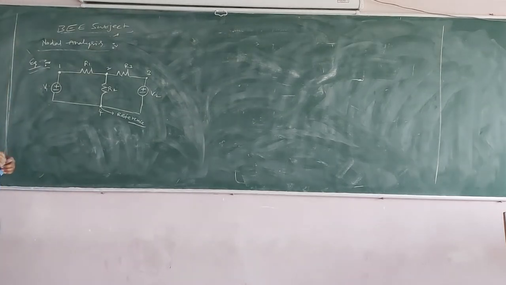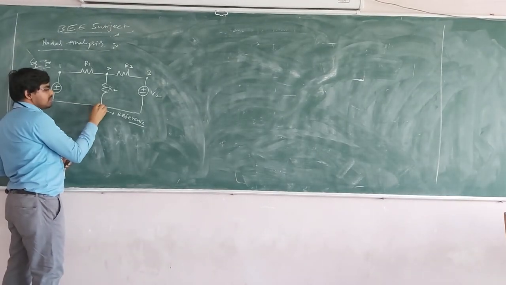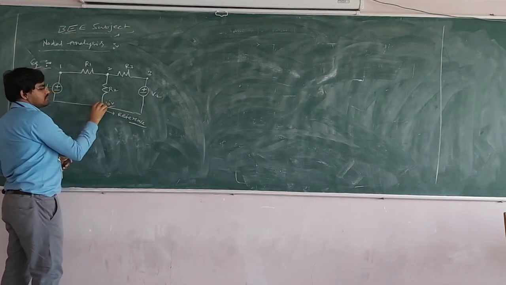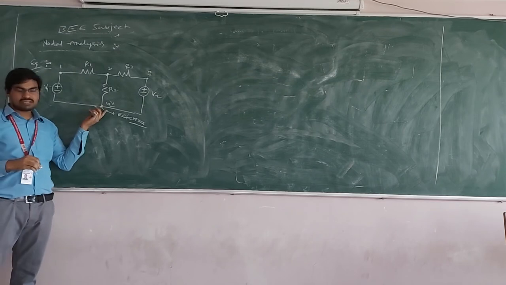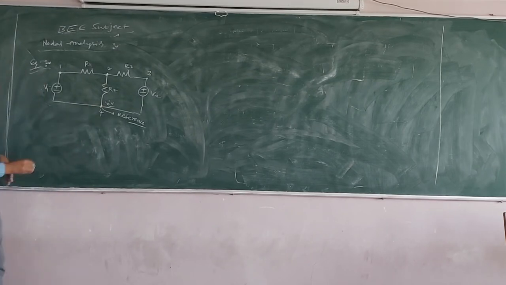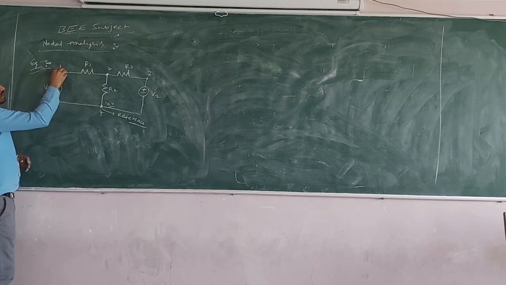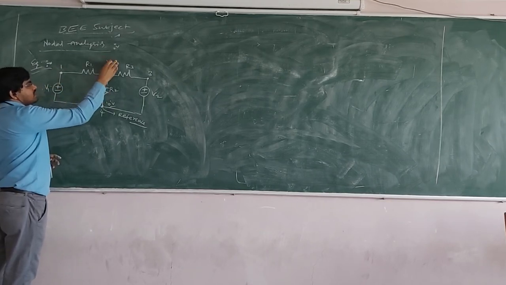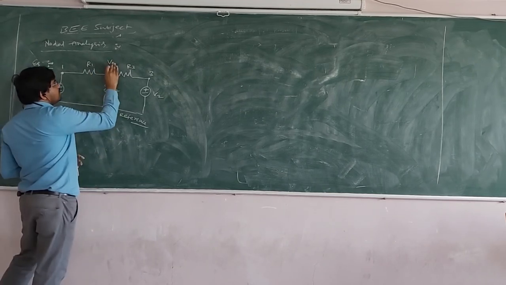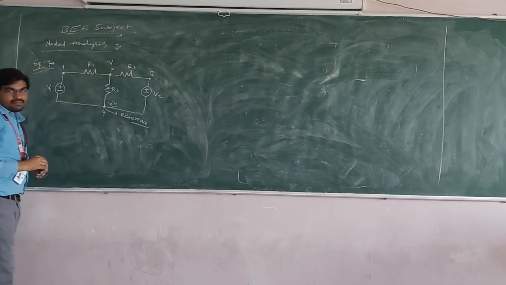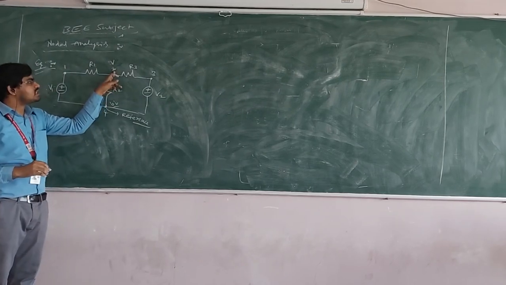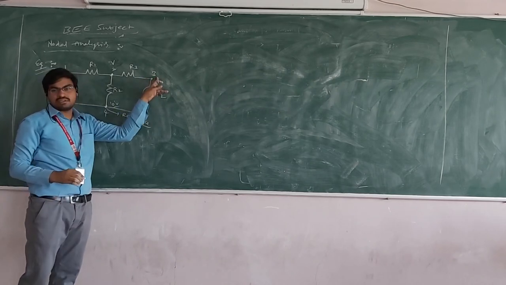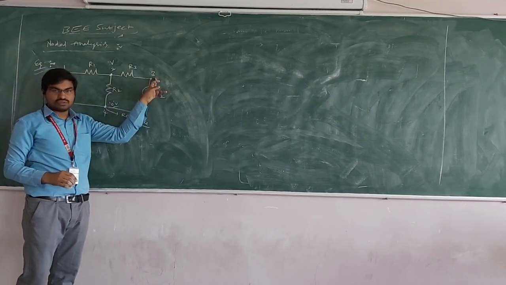At this reference node, usually the potential is 0. So the voltage at this fourth node is 0. Okay. And this node potential is nothing but this V1 potential. So this node potential we don't know. Let us assume this potential as V. This V is the potential at this node. And this third node potential is V2.